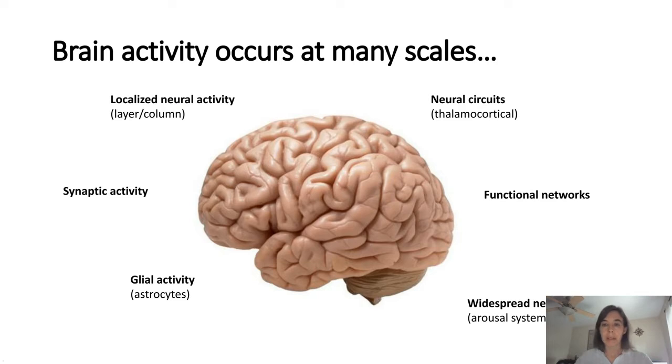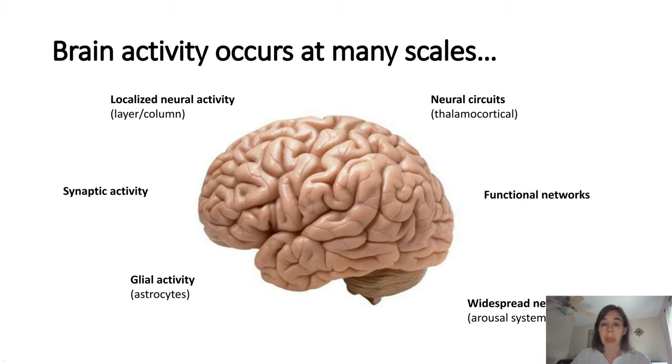So brain activity occurs at many different scales. We have things that are happening at the level of synapses, very tiny, organized into layers and columns, and then into these larger networks like, say, thalamocortical networks or sensory motor networks, and even widespread modulation of the activity of the whole brain by neuromodulatory systems, for example.